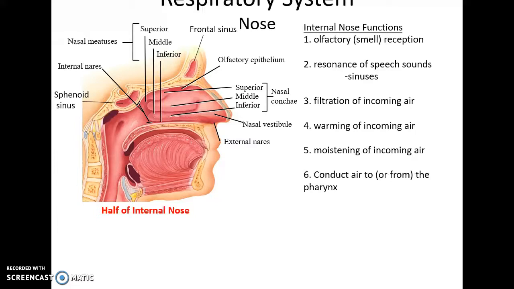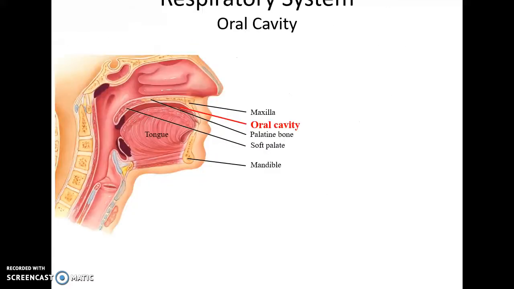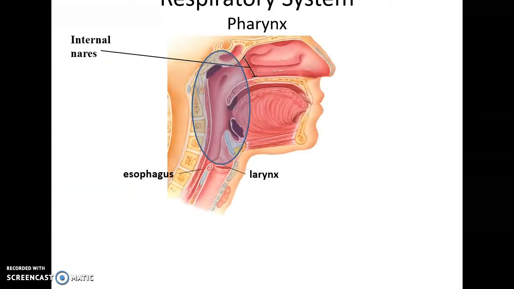So internal nose functions: olfaction, sense of smell, resonance for speech, especially the sinuses help to give more resonance to our speech, filtration of air, warming of air, moisturizing of air, and conducting air to or from the pharynx. Oral cavity is not considered part of the respiratory system, but we know we can breathe in and out of our mouth.